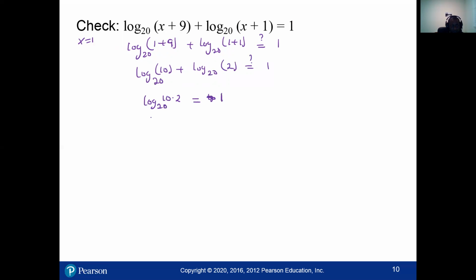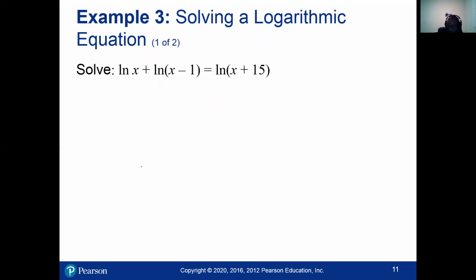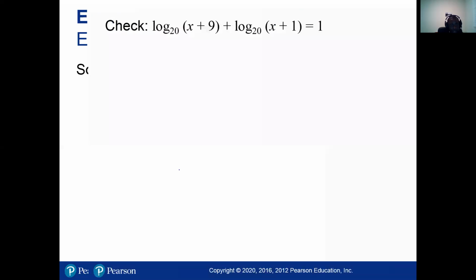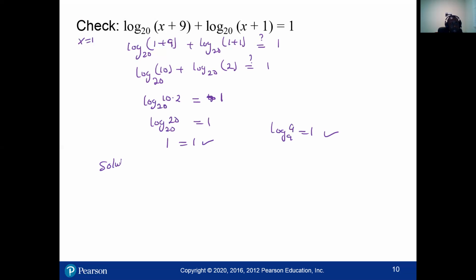That gives me log base 20 of 20, since 10 times 2 is 20. Log base 20 of 20 is 1, so 1 is equal to 1, because log of a to the base a is equal to 1. It's one of the properties. So we checked that the solution set is x equal to 1, as we got before.